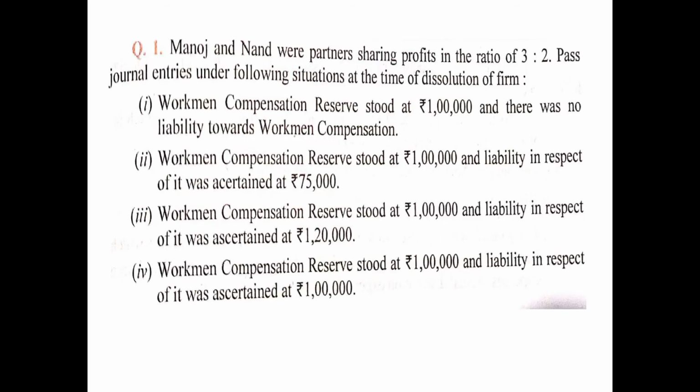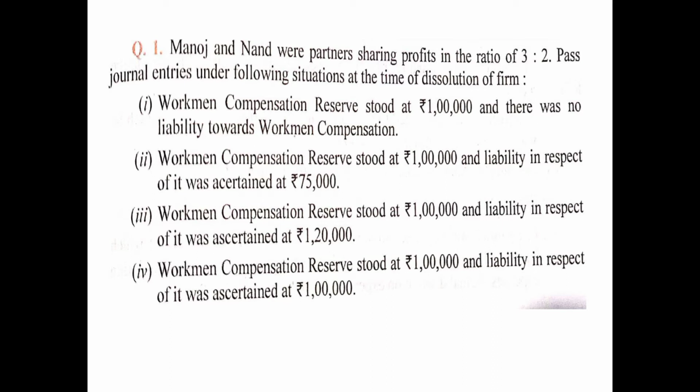So this is question number 1 of your book only, practical question number 1. Manoj and Nand were partners sharing profits in the ratio of 3:2. Pass journal entries under the following situations at the time of dissolution of firm. So the first situation is that when the workmen compensation reserve stood at rupees 1 lakh and there was no liability towards workmen compensation. So this is a case when there is no claim against WCR, that is workmen compensation reserve.